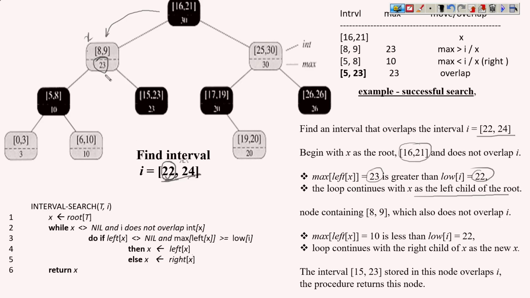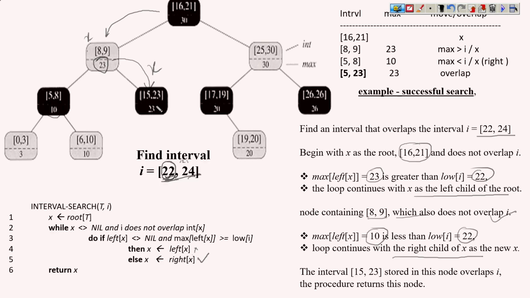So again, we have to see the left of this. This is 10. Here we find that the max of this is not more than the lower of this. So in this case, this condition does not match and we will go to the right side. That means now we'll come here and this becomes x. Here we check 8, 9 and find it is not overlapping, and we find the left of x is 10, which is lower than this. So we go to the right child.